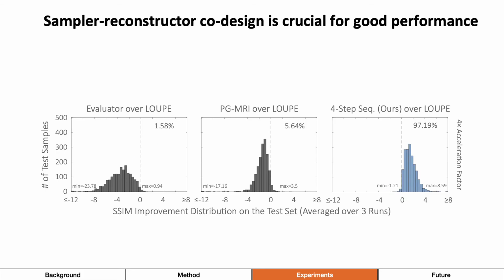Third, we compared our method and 2 sequential but not co-designed baselines. We show the sample-wise improvements of these 3 methods over LOUPE. We see that these 2 sequential baselines that don't co-design with the reconstructor in an end-to-end framework only outperform LOUPE for 1.6% and 5.6% of the samples. In contrast, our method significantly outperforms LOUPE for 97% of the samples. So sampler-reconstructor co-design in an end-to-end differentiable framework is crucial for good performance.